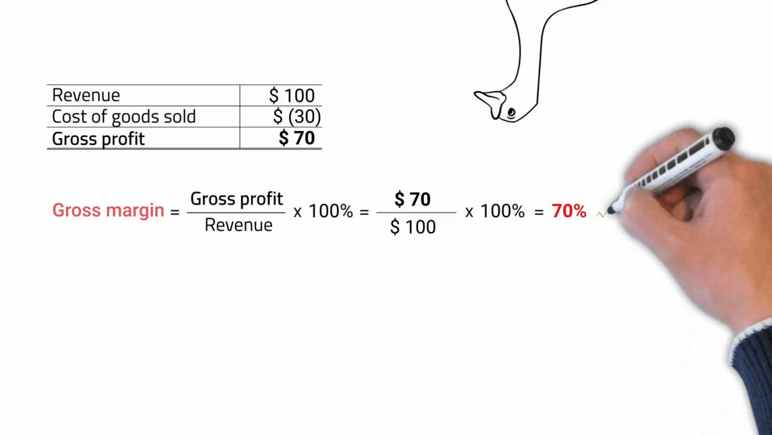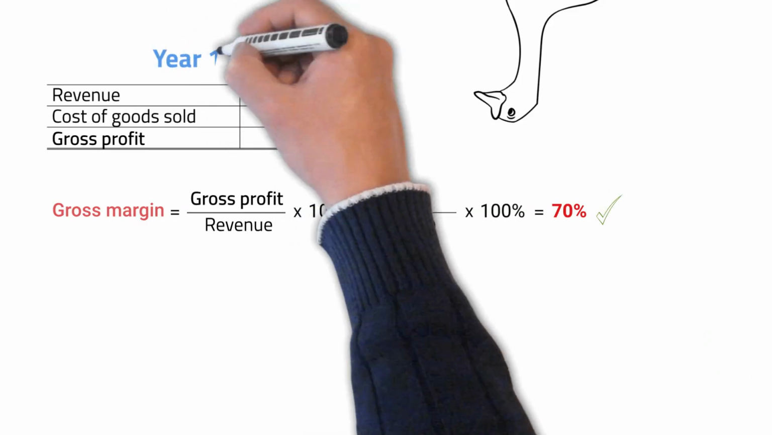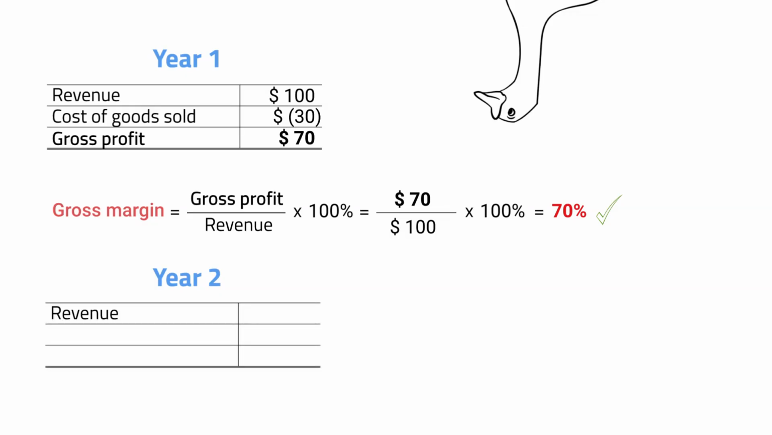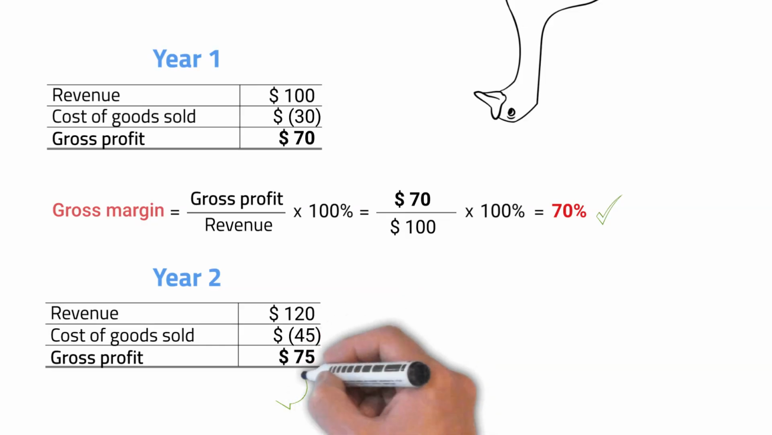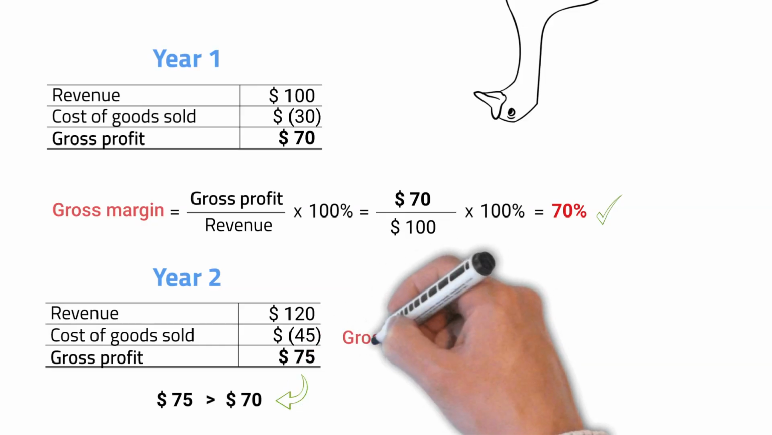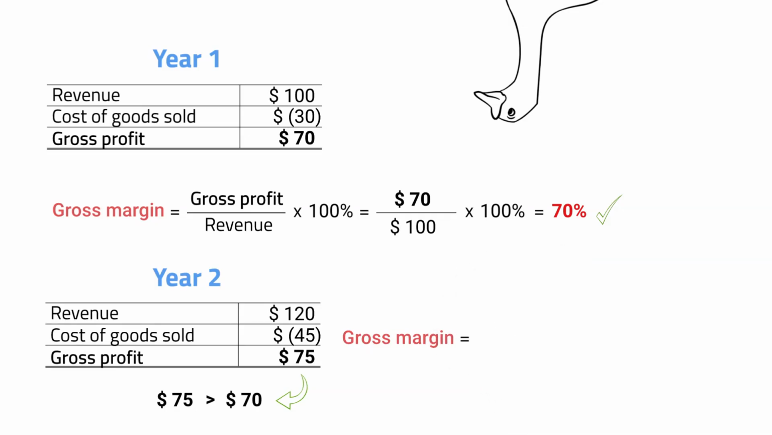Let's imagine that was the result for your year 1 and now you are moving to year 2. If next year your revenue is 120 and costs are 45, your gross profit is $75. Nice, isn't it? Plus $5 to profits. But wait, what about the gross margin? Let's calculate it. Gross margin is now 75 divided by 120, which is 62.5%.